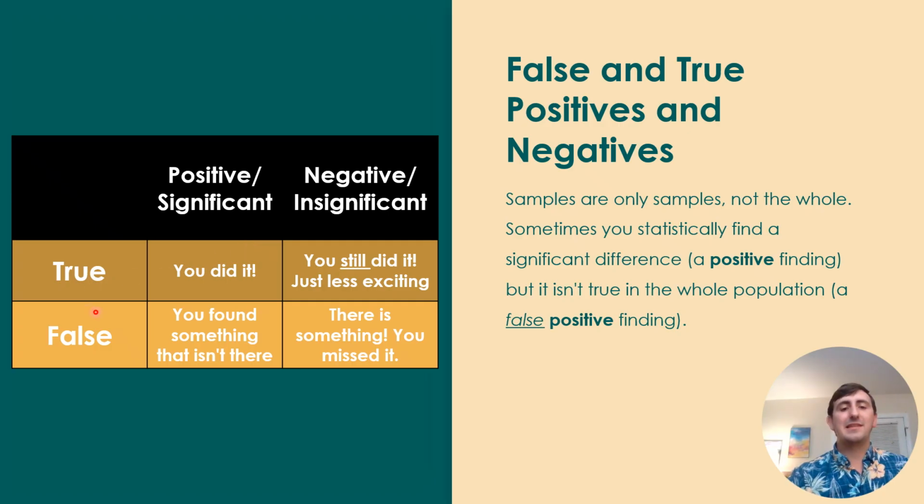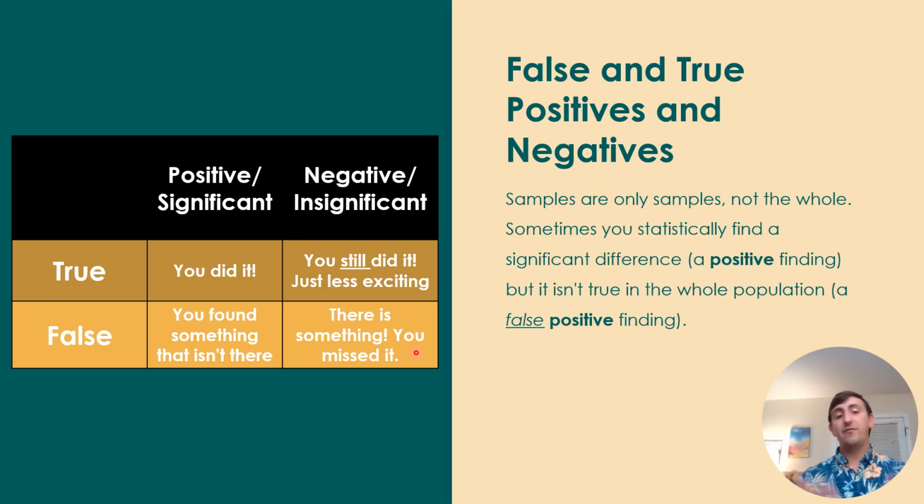And then we have this last category over here, a false negative. What does that mean? A false negative means in your stats, you didn't find any difference, or you didn't find anything happening. But that's not what's happening in reality. There is something happening in reality, you just missed it statistically.